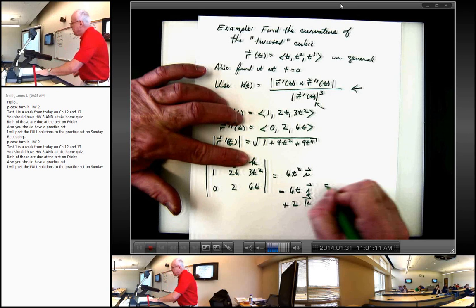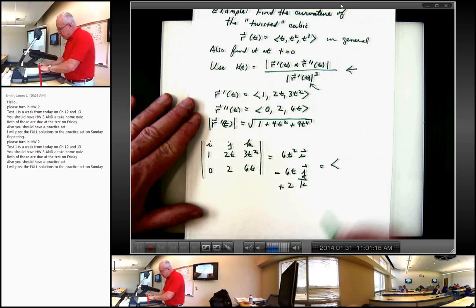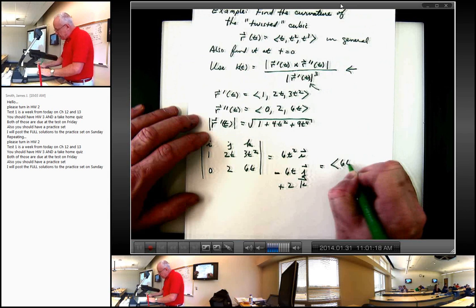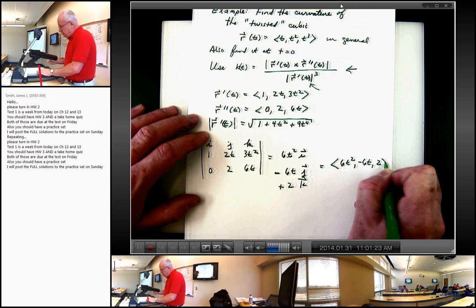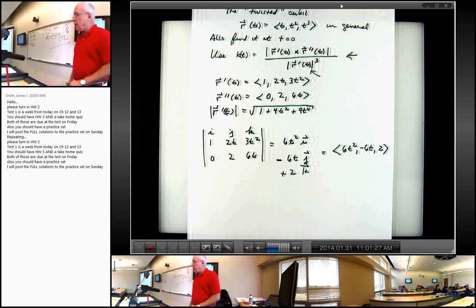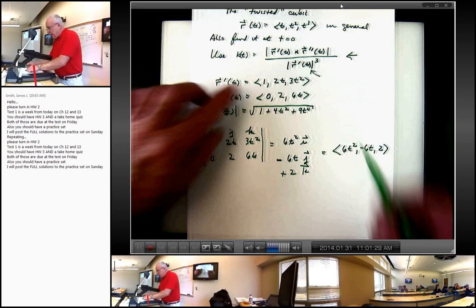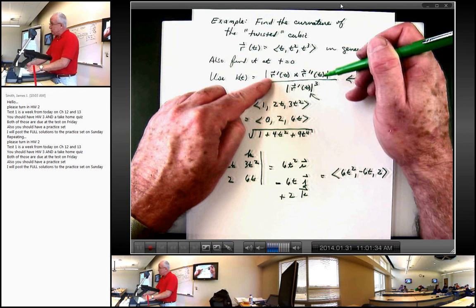So let me write this. I like to put this using the angle brackets. So the first component is 6t squared, the second component is minus 6t, the third component is 2. So that's our cross product. And then what do we have to do with this cross product? We have to get the magnitude of the cross product.